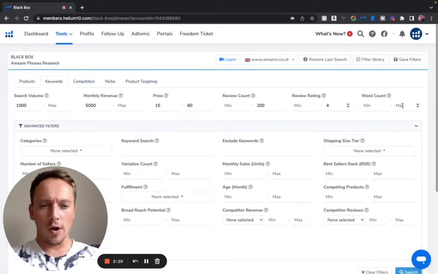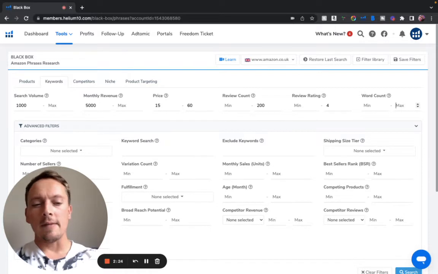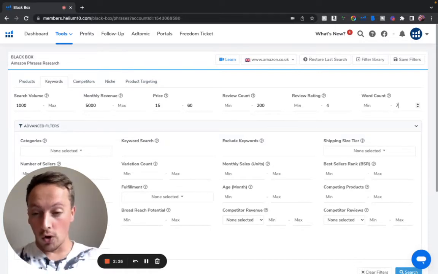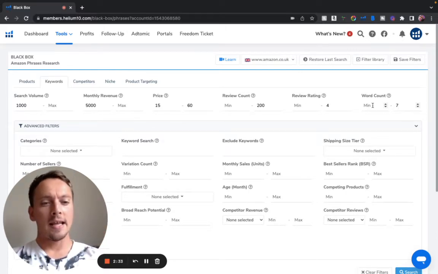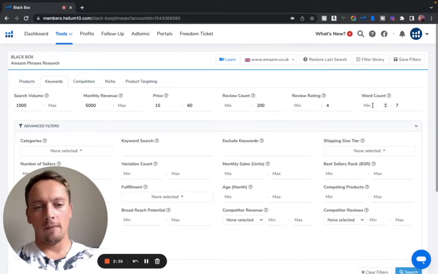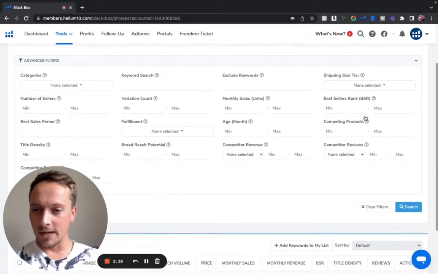And with the word count, I think what we'll do is put the maximum at 7. Now, I quite like the longer word count searches. I think the more specific you are, the more niche you are, the more chance you've got of selling. So actually, I'm going to put that at 3 as the word count. I just like to give it a go.